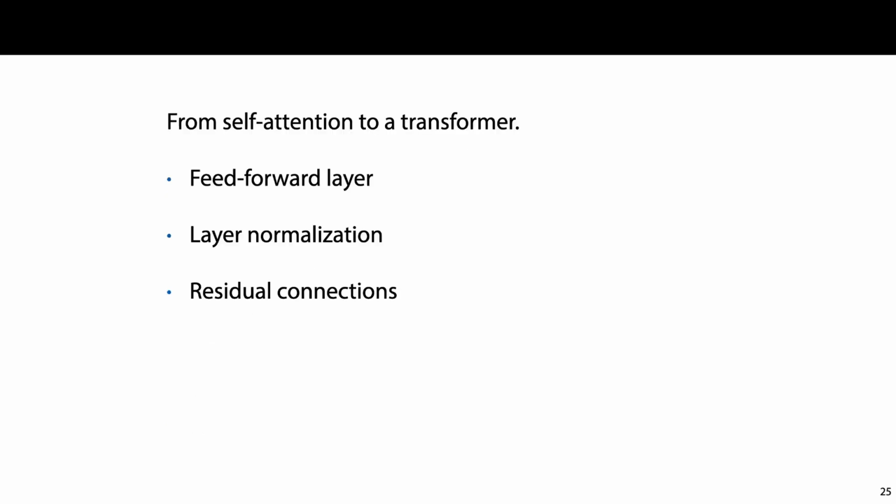over the years. The main idea that will turn a self-attention layer into a transformer is just to stack a large number of self-attention layers together into one big model. However, to make this work well, we need a few additional ingredients. Here are the main ones: the feed-forward layer, the layer normalization, and residual connections.